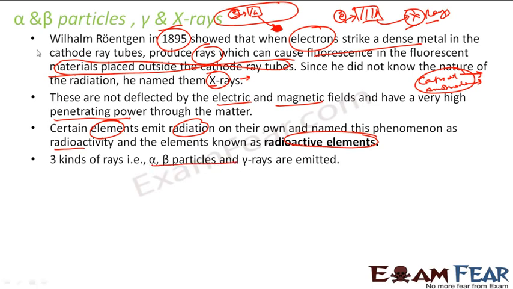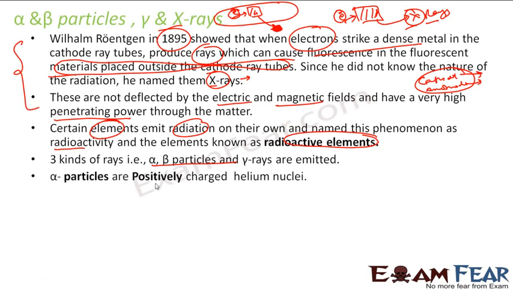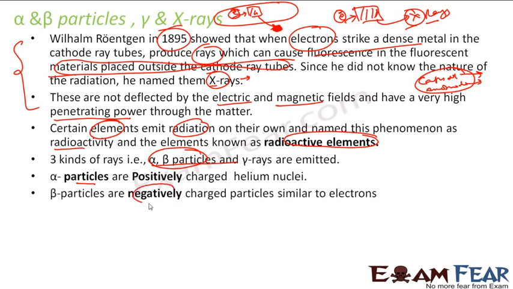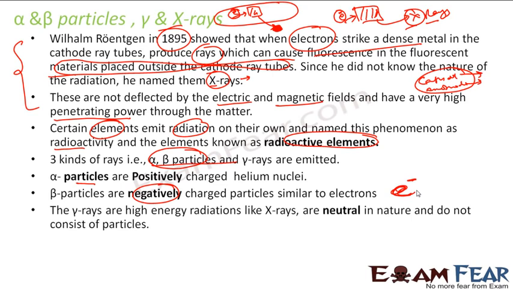X-rays I covered in this part. Now I'll cover alpha, beta and gamma rays. I'll call them alpha particles, beta particles and gamma rays, and I'll tell you why. An alpha particle is nothing but a positively charged helium nucleus. A beta particle is a negatively charged particle, similar to an electron. An electron is also a beta particle, you can say. The gammas are rays, not particles. Gamma rays are again like X-rays. They are very high energy radiations, they are neutral, they don't have any charge, and they don't consist of any particle.